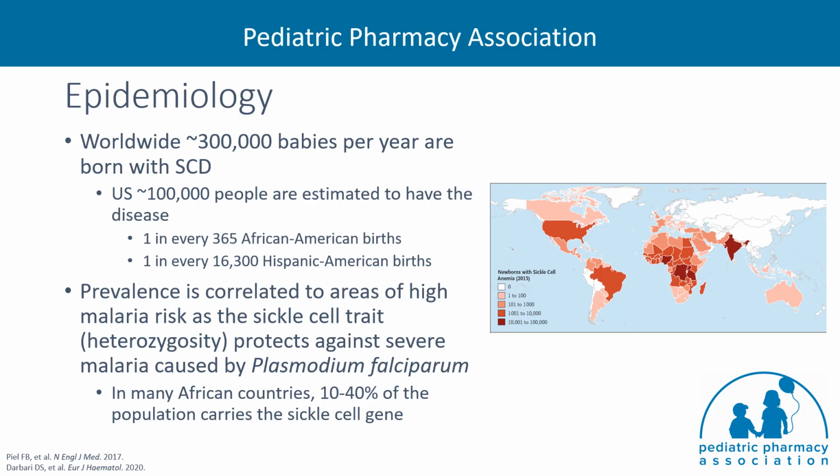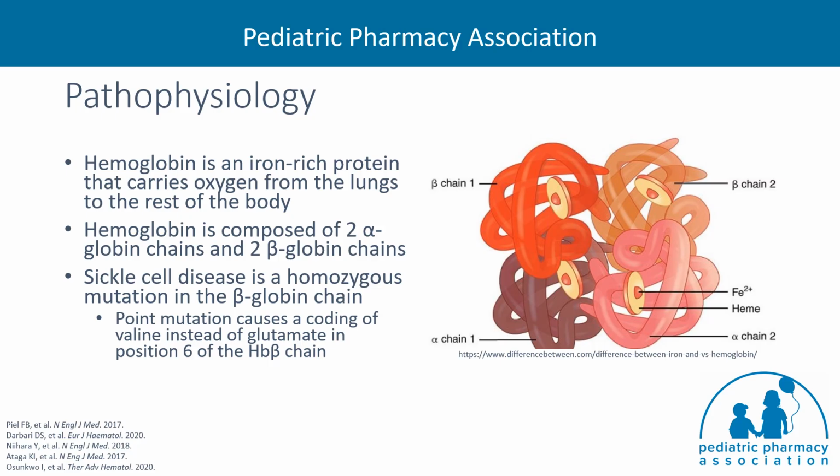When thinking about the pathophysiology of sickle cell disease, it's important to think about hemoglobin. Hemoglobin is an iron-rich protein that carries oxygen from the lungs to the rest of the body. It's composed of 2 alpha globin and 2 beta globin chains. Sickle cell disease specifically is a homozygous mutation within the beta globin chain. It's a point mutation that causes coding of valine instead of glutamate in position 6 of that hemoglobin beta chain. And so if a patient were to be homozygous, so have mutations in both genes, they would have sickle cell disease.